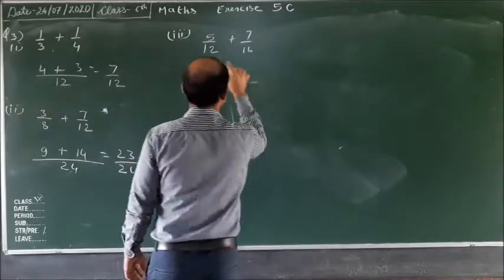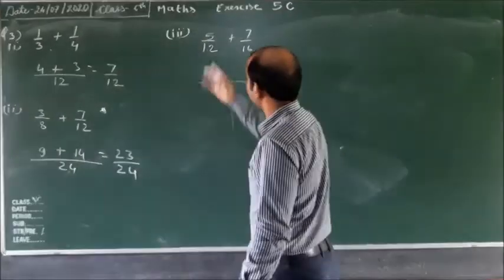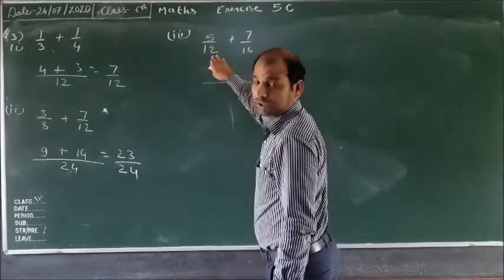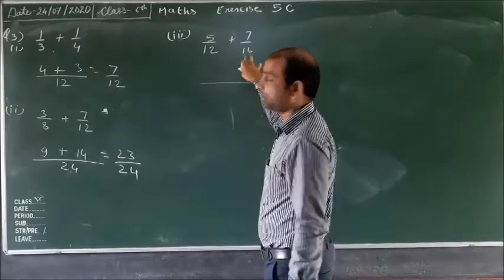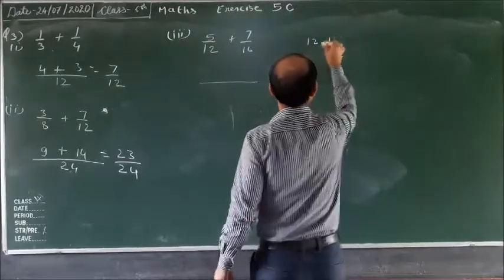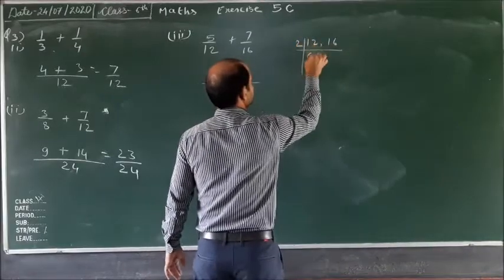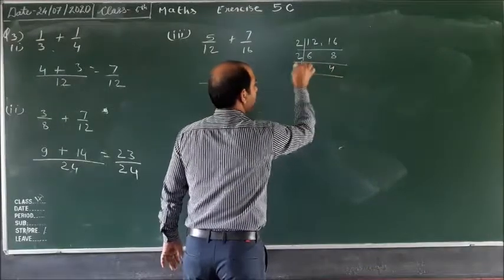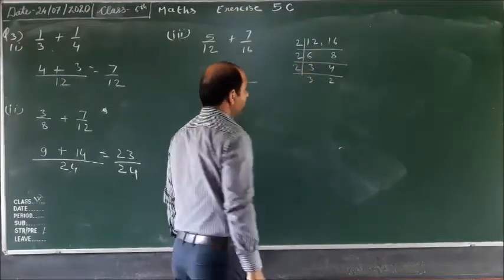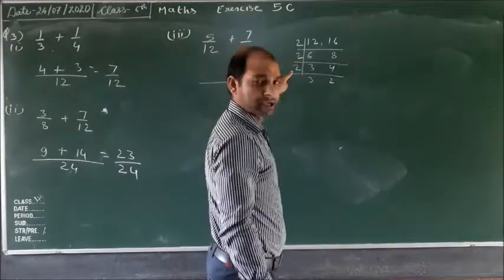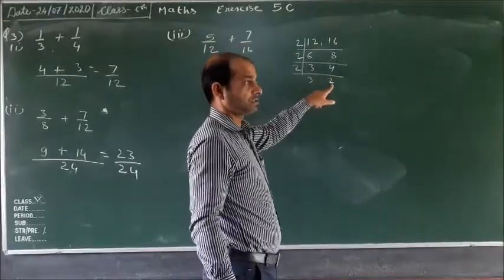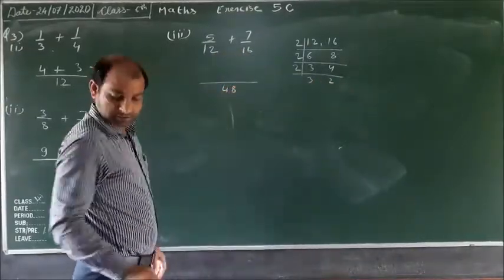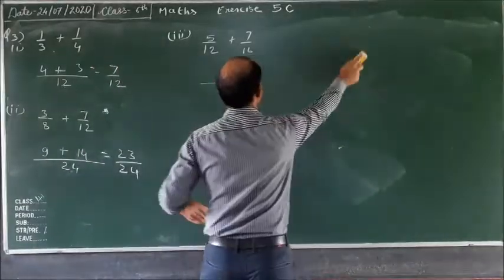Now, dear children, first we take the LCM of what? Numerator or denominator? We take the LCM of the denominators, 12 and 16. 12 is 2 times 6, 16 is 2 times 8, then 3 times 2 is 6, 4 times 2 is 8. Now 2 times 2 is 4, 4 times 2 is 8, 8 times 2 is 16, 16 times 3 is 48. Now the LCM is 48, dear children.